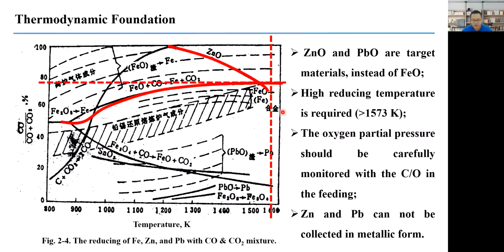And we also know that because of the requirement of temperature, once our lead and zinc escape from the melting bath as metal vapor, the temperature will decrease. So very rapidly, zinc and lead vapor will be oxidized by carbon dioxide. So we can only collect zinc oxide and lead oxide in the flue dust. So this is the thermodynamic foundation.